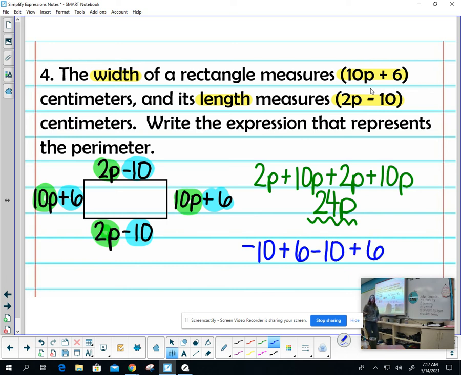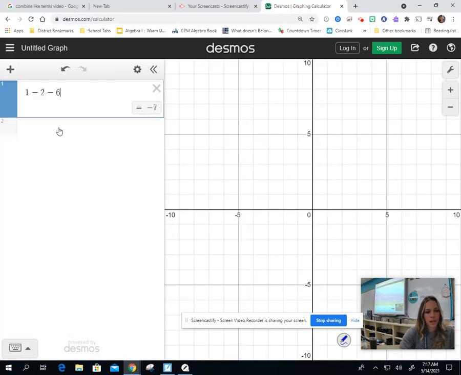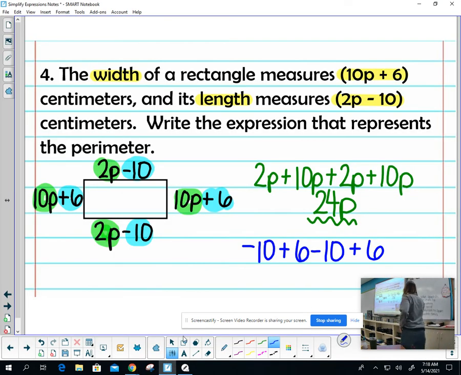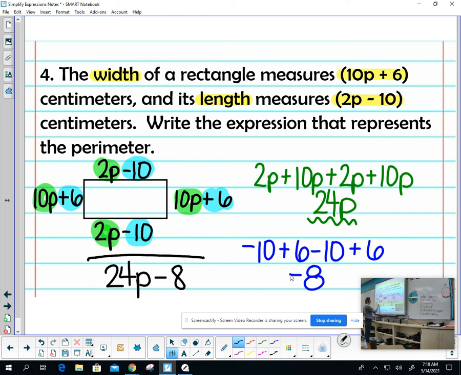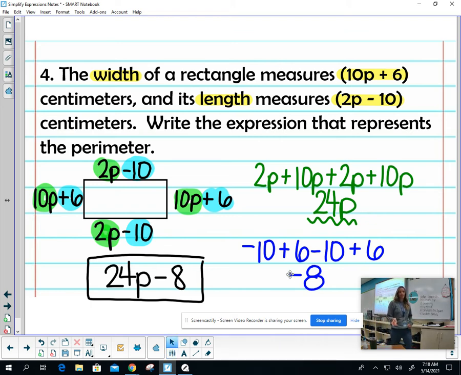If you're not comfortable with this, go to Desmos. It is okay to use a calculator. So if I went to Desmos and did negative 10 plus 6 minus 10 plus 6, I would get negative 8. So I will simplify that to negative 8. My simplified expression is 24p minus 8. That is the expression that represents the perimeter of this rectangle.